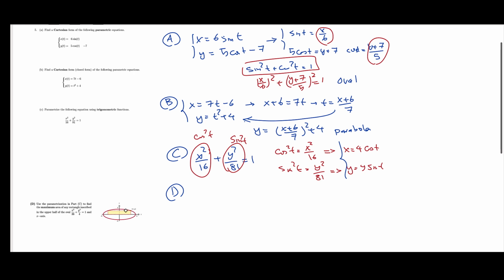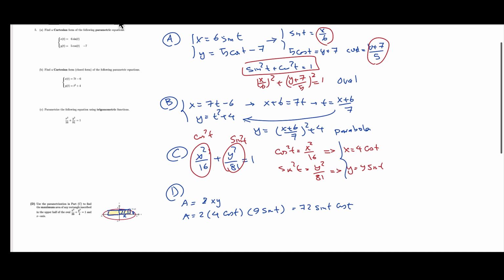So first of all, I have to figure out what the area is. If this is x and this is y, this little area is x times y. So the entire area is 2x times y. That's the area. Now, if I use that, I'm going to get A is equal to 2 times 4 cosine t times 9 sine t. And that is going to be 36 times 2, 72 sine t cosine t.